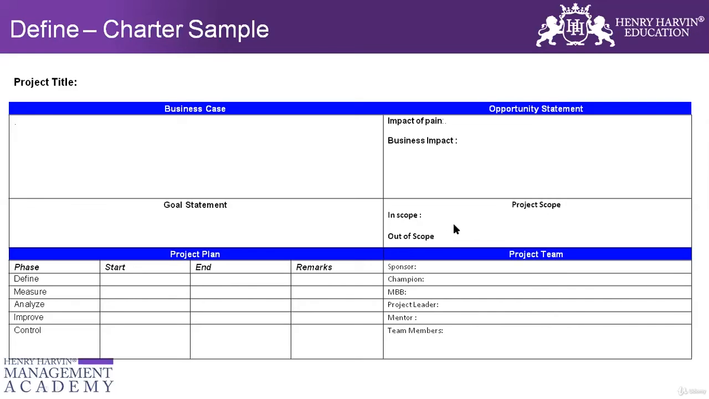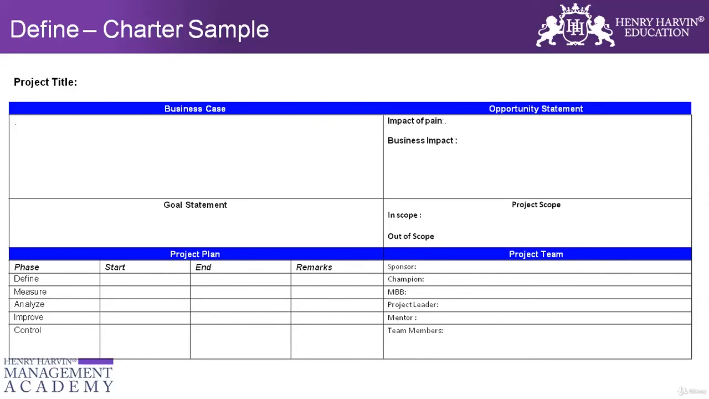Impact of pain is that you could mention in facts and figures how big the problem is. Like 20% repeat customers in this particular process. It is just an example. You can divide your opportunity statement into 4W1H also, or you can write it in words also. This is just an example or a template. But just remember, whenever you write a problem statement or opportunity statement, keep in mind that 4W1H is there.